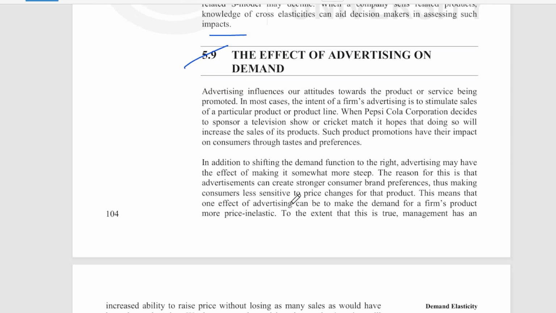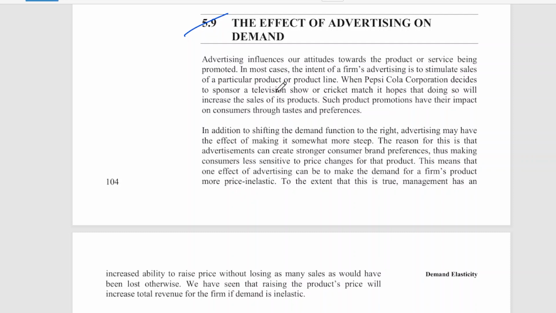Okay, and next is the effect of advertising on demand. Advertising influences our attitude towards the product or service being promoted, and in most cases the intent of a firm's advertising is to stimulate sales of a particular product or product line. When Pepsi Cola Corporation decided to sponsor a television show or cricket match, it hopes that doing so will increase the sales of the product. Such product promotions have their impact on consumers through tastes and preferences.